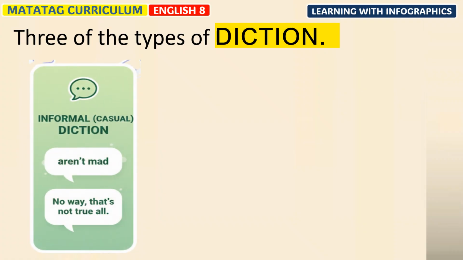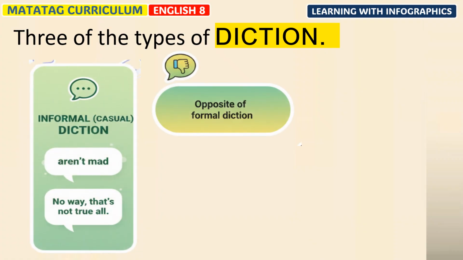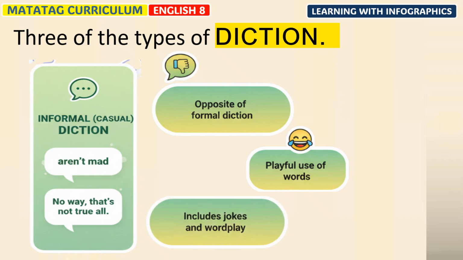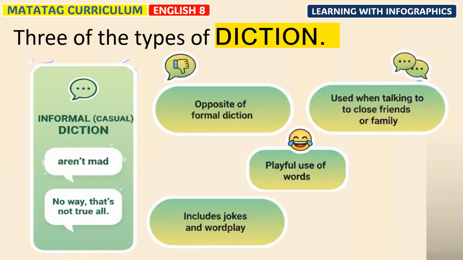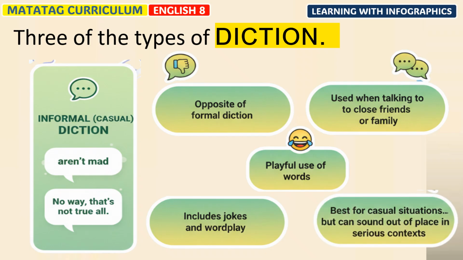Informal diction is the opposite of formal diction. It involves the playful use of words, including jokes and wordplay. Informal diction is the way you talk to the people closest to you, as opposed to strangers or work colleagues. It's best in casual situations, but it can sound out of place in serious situations.